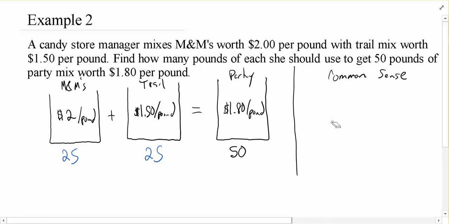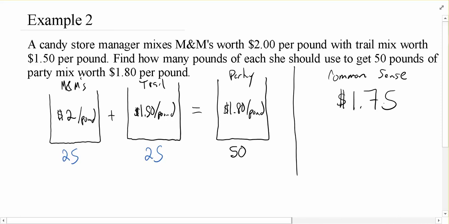That wouldn't make sense. What makes sense if we do equal portions of each is that it would be the average. If we had equal portions of 25 pounds and 25 pounds, then we would charge $1.75 per pound, right in the middle. Now, we don't actually want to charge $1.75 a pound. We want to charge $1.80 per pound.